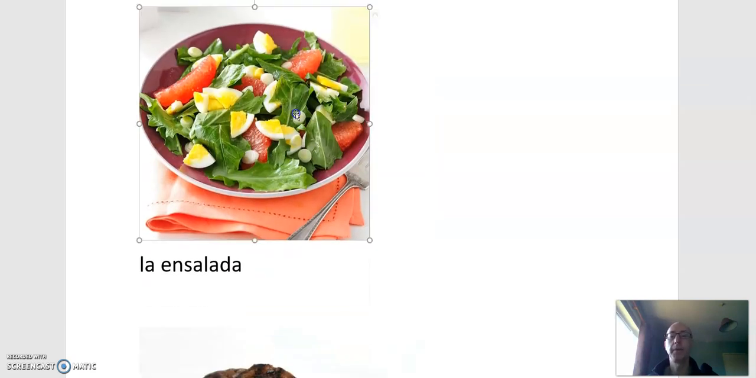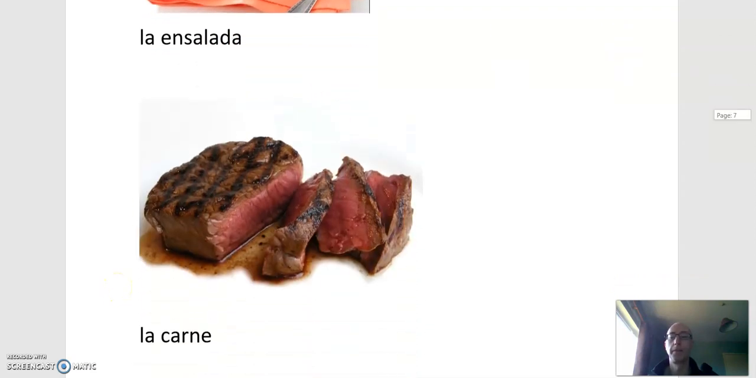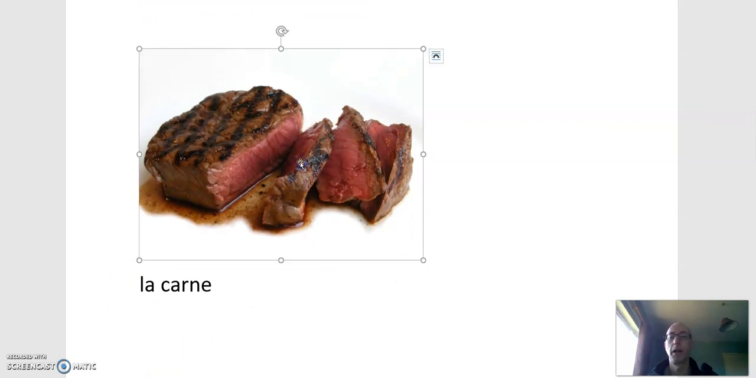La ensalada. The D sometimes in Spanish, especially between two vowels, can often be like a the sound. Ensalada. La carne. Think of a carnivore. Carne is just meat in general.